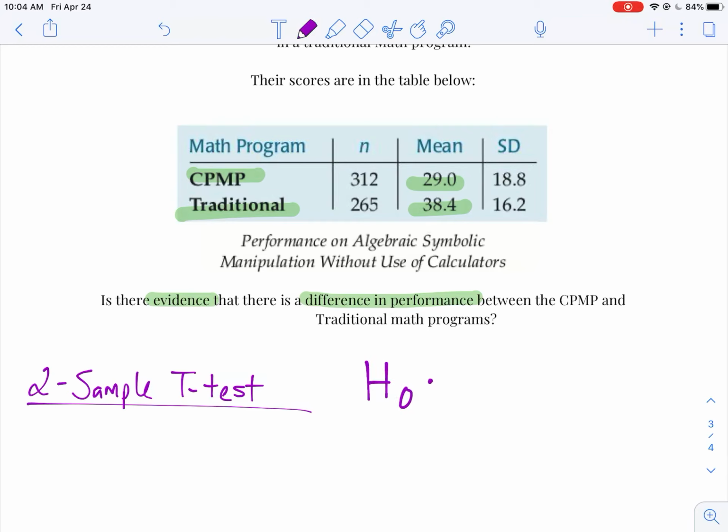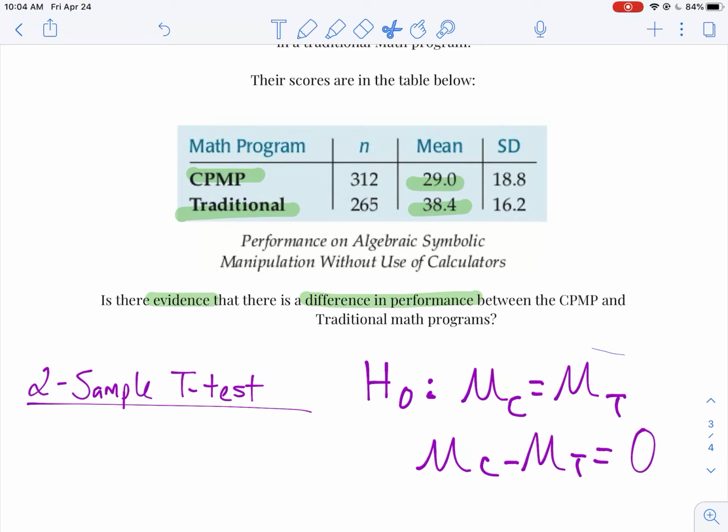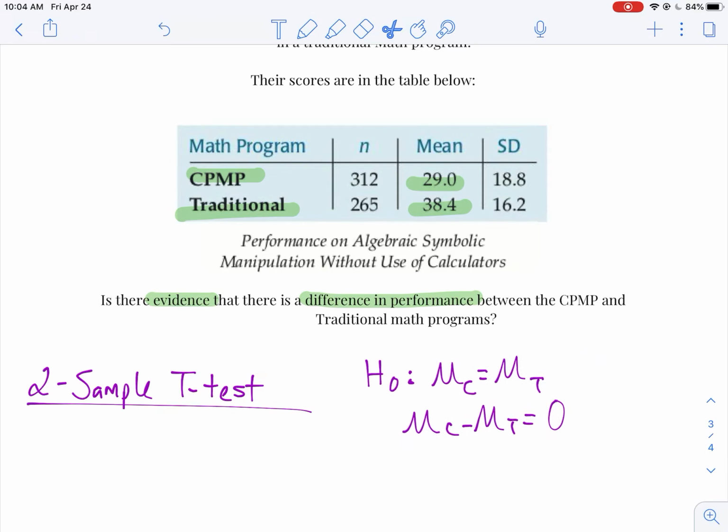For our null hypothesis, we assume that the average of the CPMP is going to be equal to the average of the traditional. Remember, null is dull. You can also write it out like this: if there isn't a difference when you subtract the two averages, you should be getting 0. So those are your two options if you want to write your null hypothesis.